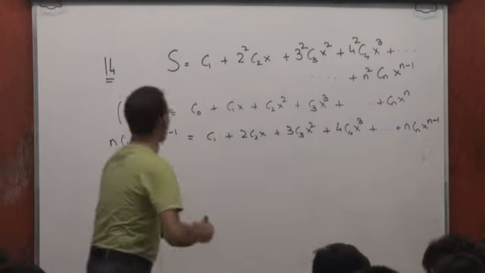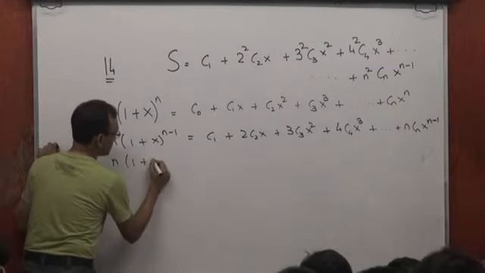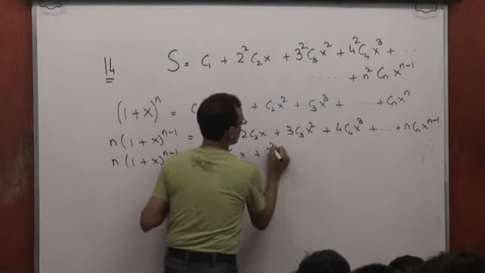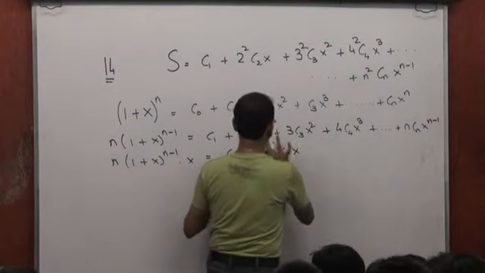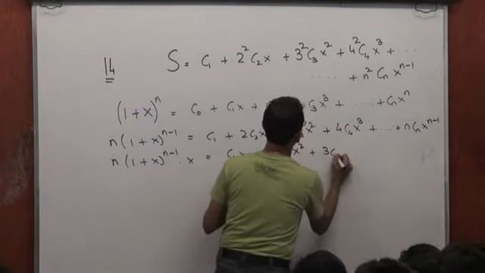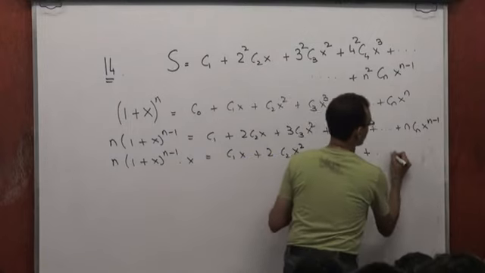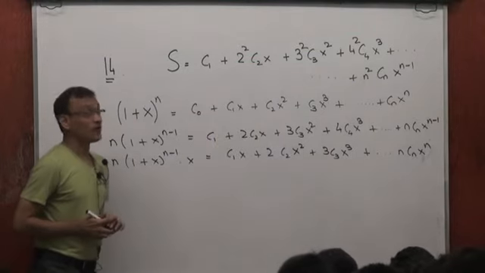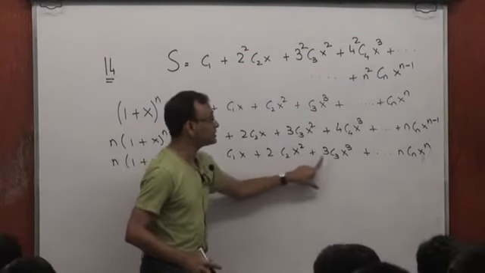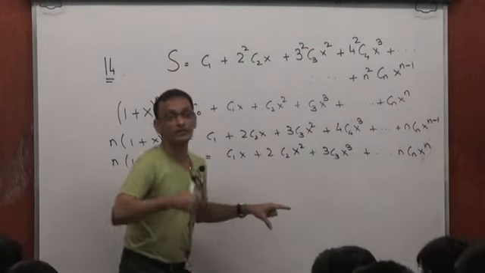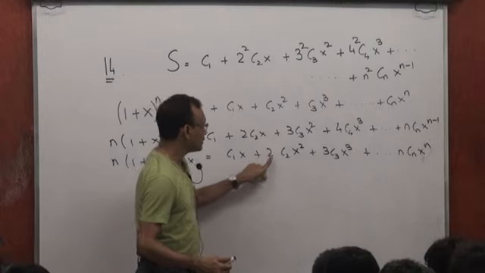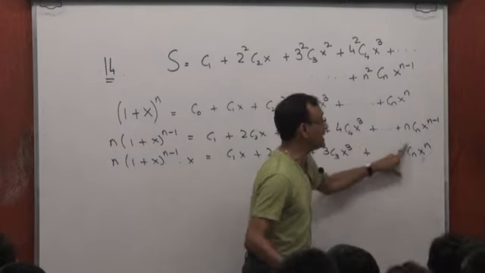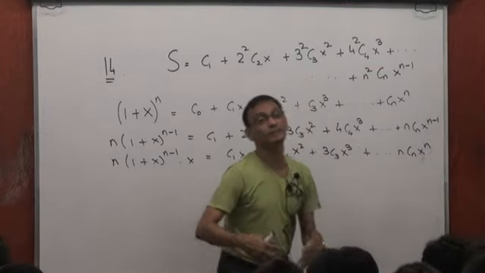So let me multiply throughout by x. So n into (1 plus x) power n minus 1 into x is C1x plus 2C2x squared plus 3C3x cubed up to nCn x power n. And now the ground is ready for us to obtain a 2 squared, a 3 squared, an n squared. Because if I differentiate subsequently, I get C1 plus 2 squared C2 into x, 3 squared C3 into x squared, n squared Cn into x power n minus 1, and we'll be all set.